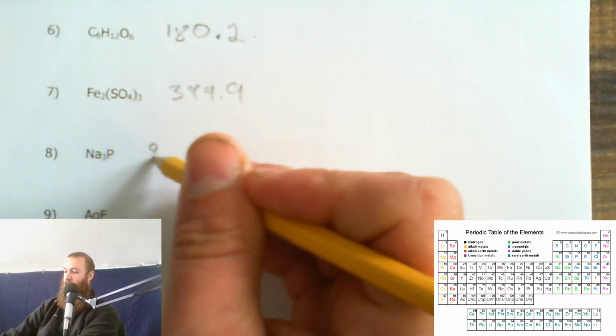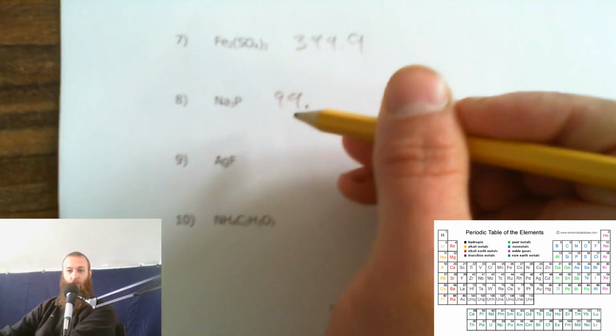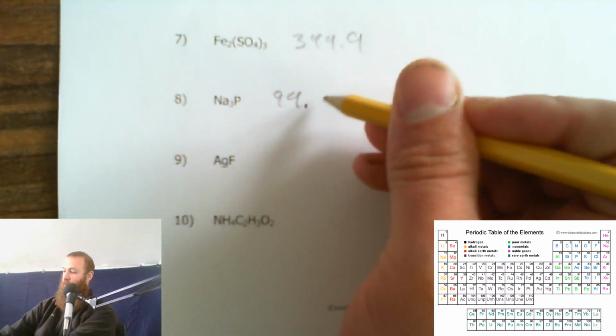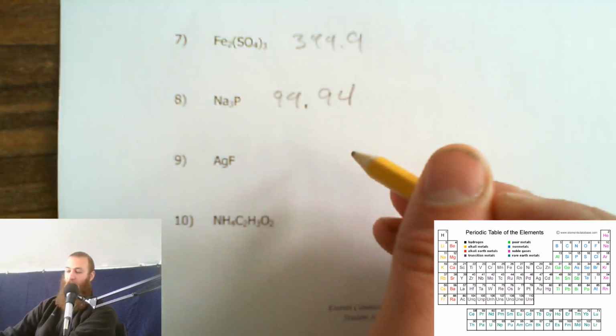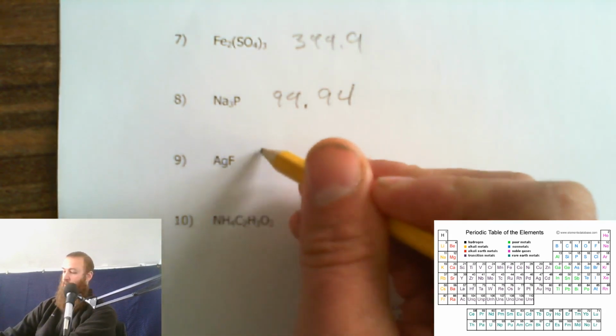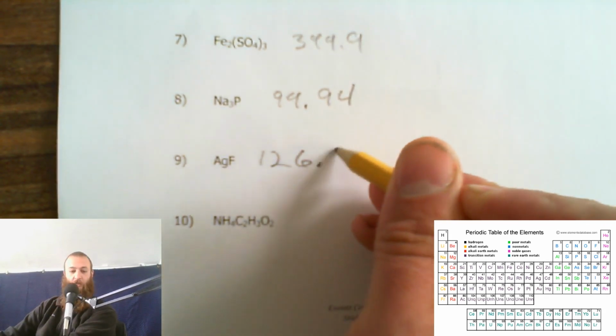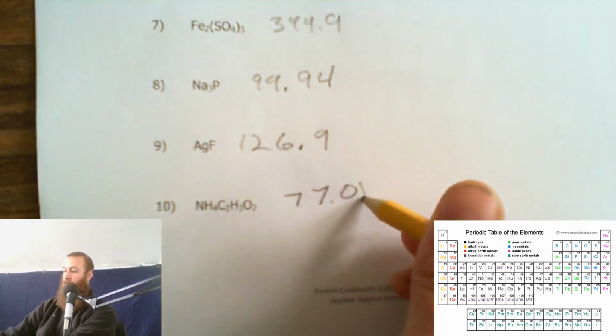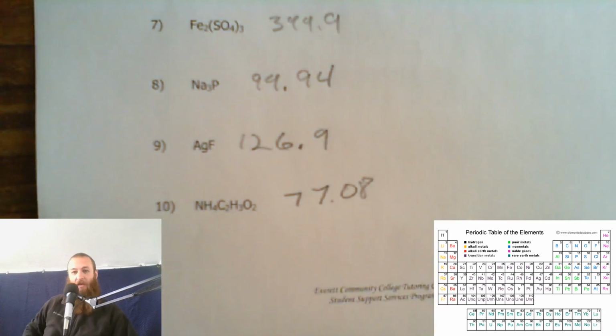Number 8, 99.94. Sorry, I lost my train of thought there. Number 9 is 126.9. And number 10 is 77.08. So if you got something about that, it should be good.